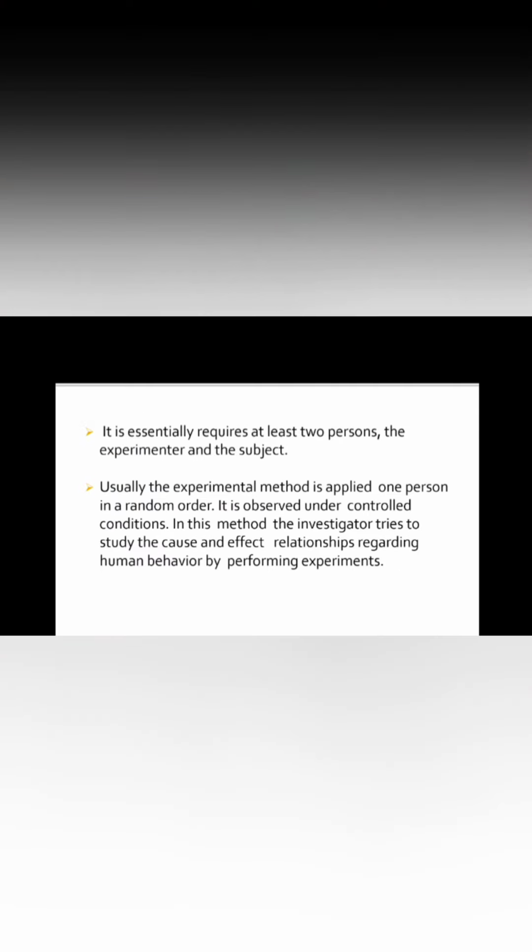The next feature is that it essentially requires at least two persons, that is the experimenter and the subject. Usually the experimental method is applied on one person in a random order. It is observed under controlled conditions. In this method, the investigator tries to study the cause and effect relationships regarding human behavior by performing experiments. As we already mentioned, only in this method can we study the cause and effect relationship.